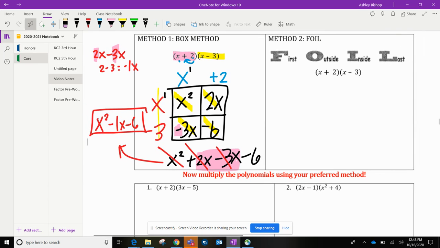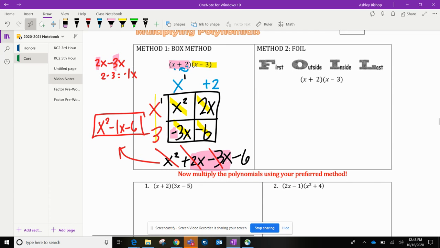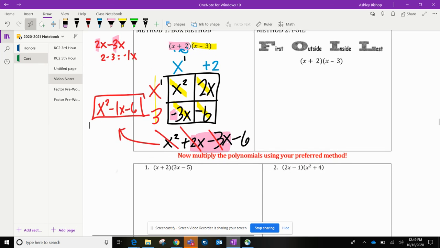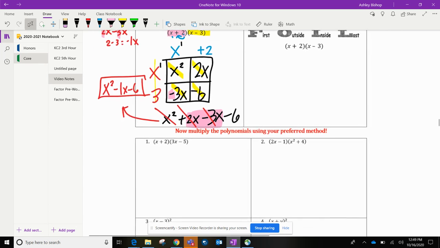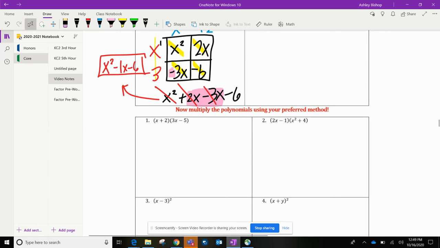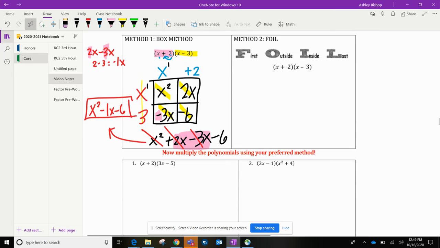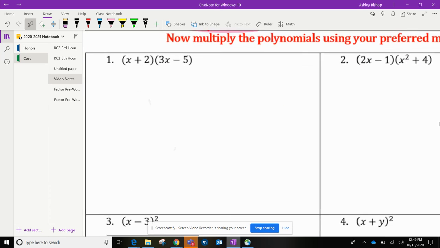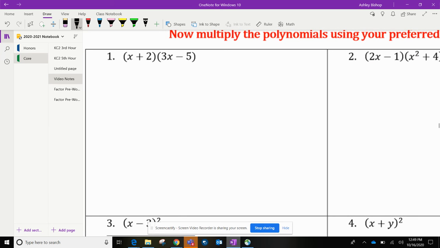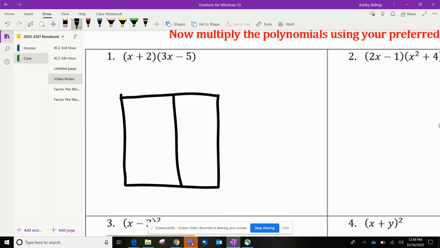Okay? And then you will be able to see the FOIL method in the next video. But I'm going to get you started using an example. I will do the FOIL method in the next video. I just don't have enough time to explain all of it in this video. So just to eat up the rest of my time, I can get you started on an example using the box method.